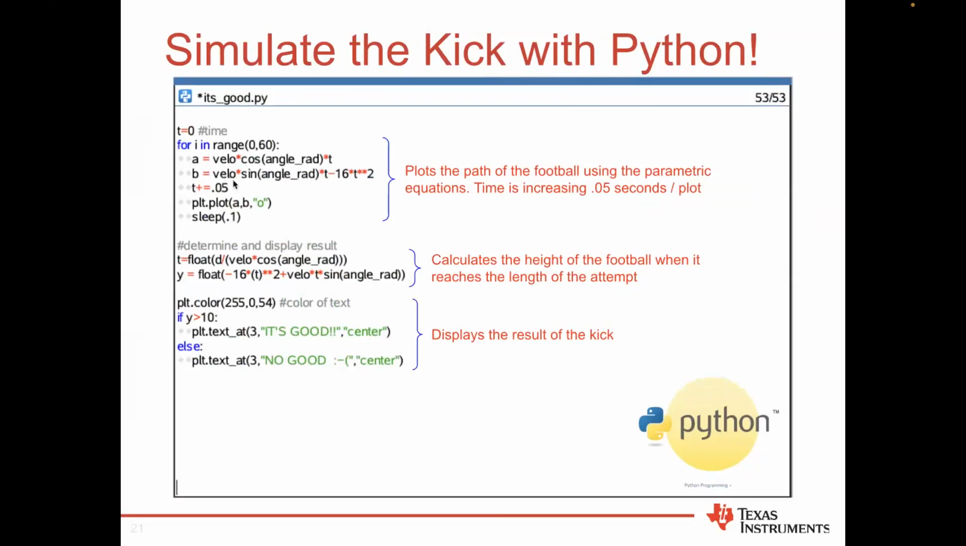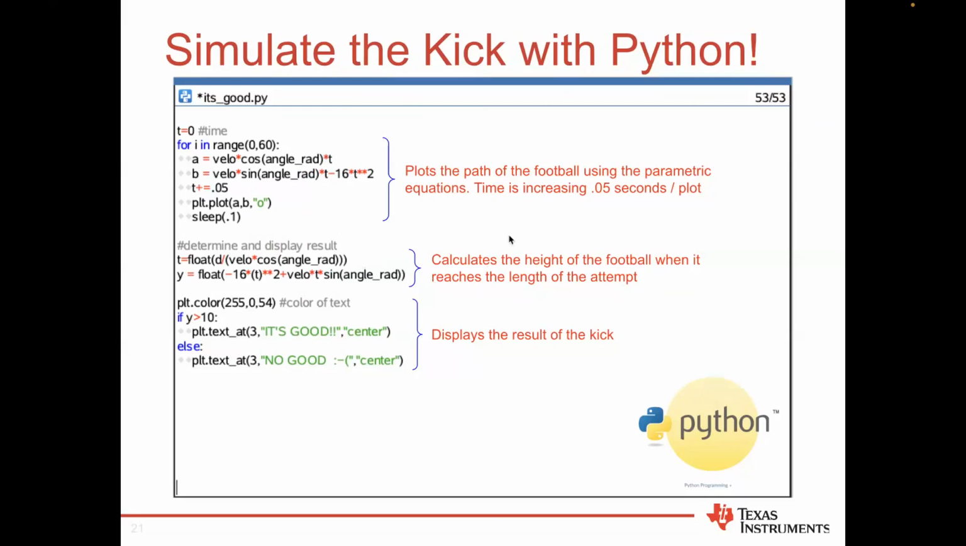And here our sampling is every 0.05 seconds. It's going to plot these points. I put a little sleep command in here because this is the way you could actually see the plots going. If you didn't sleep it, it would just kind of race right through it because the program's working really well. At the end, we figured a way of determining if the kick was good or not.